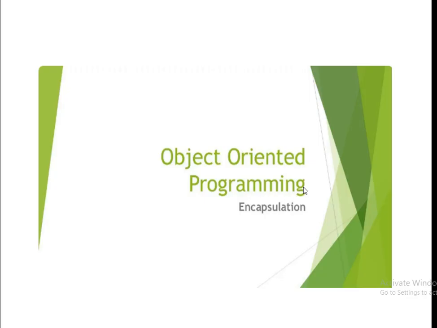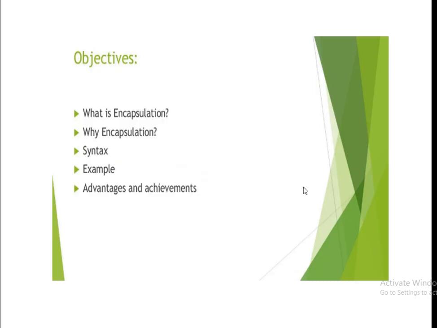There are object-oriented programming languages, that is C++ or Java. We are specifically talking about C++. It has a number of features, such as class, object, encapsulation, inheritance, polymorphism, and data abstraction. In this session we are discussing encapsulation.